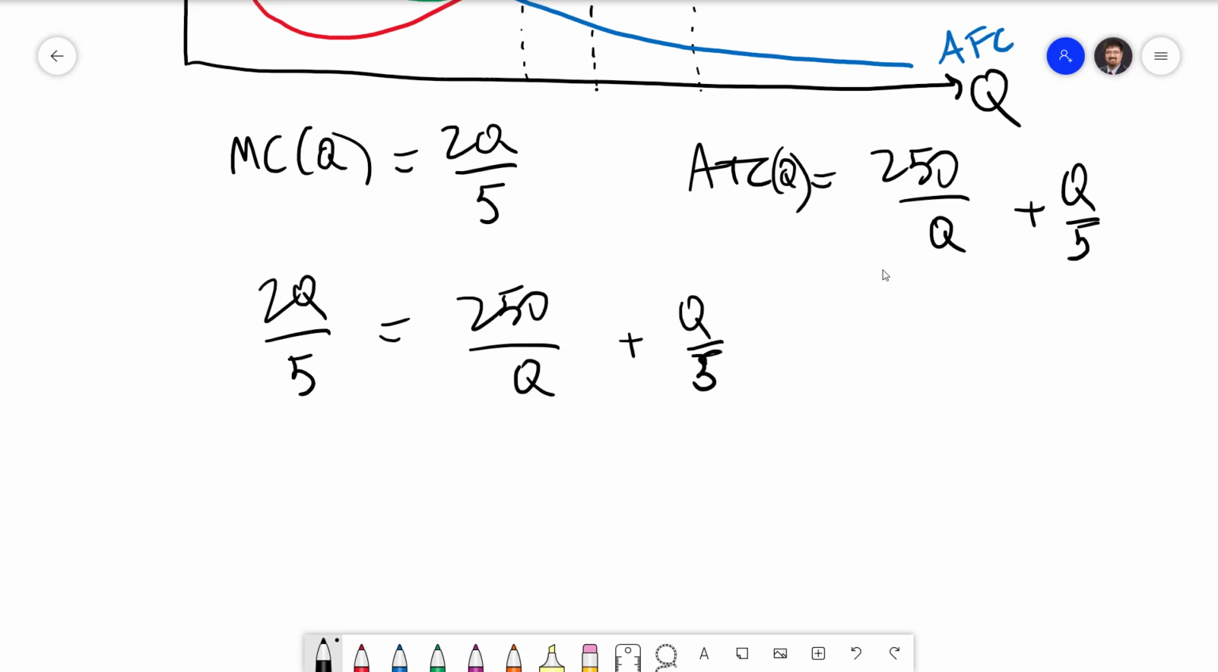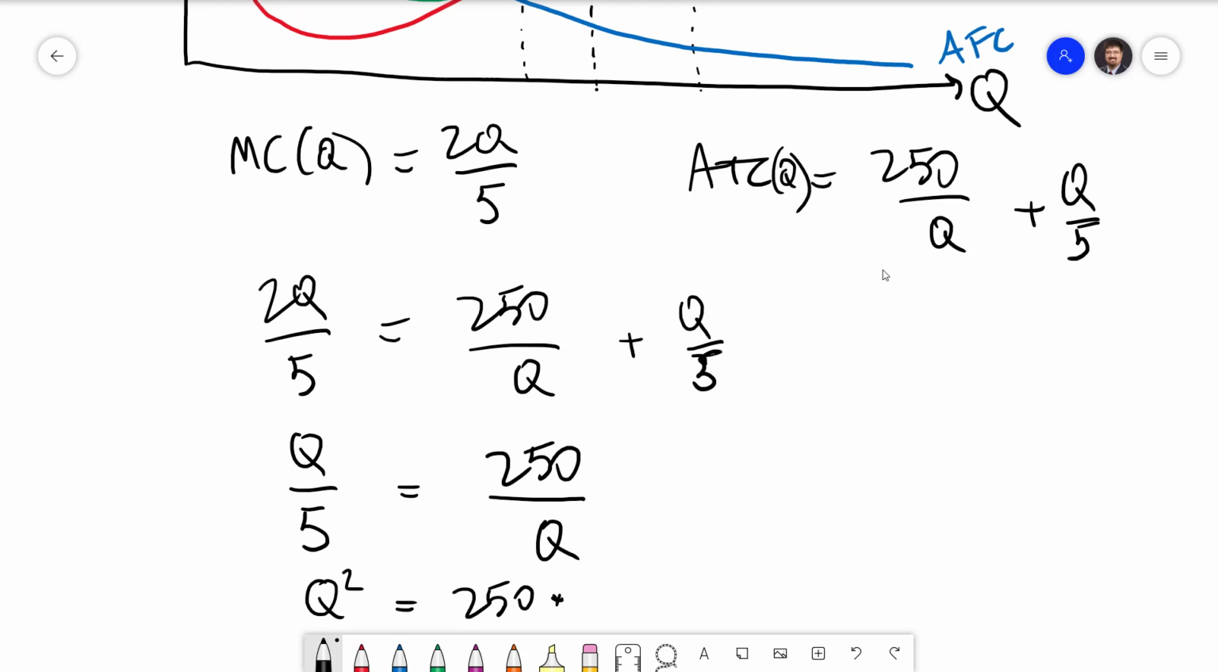To do this, I'm going to subtract Q over 5 from both sides. So 2Q over 5 minus Q over 5 is just going to be Q over 5. And we're going to get 250 over Q on this side. I'm going to multiply both sides by Q and both sides by 5 to get Q squared equals 250 times 5.